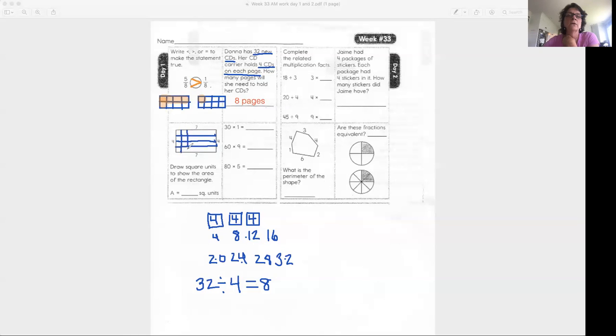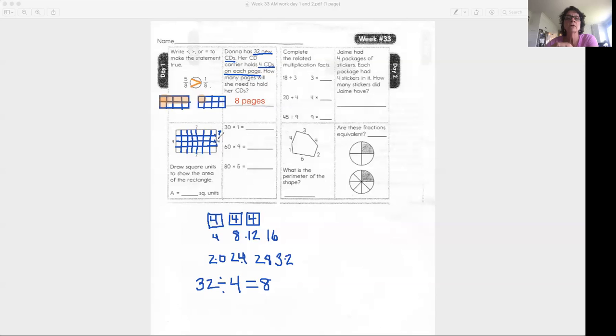1, 2, 3, 4, 5, 6. Now, I did draw square units just like they told me. I have 1, 2, 3, 4 going across the side, and 1, 2, 3, 4, 5, 6, 7 going across the top. In order to find my square units, I could multiply 4 times 7. I could also skip count by 7 4 times, or skip count by 4 7 times. I'm going to show skip counting here.